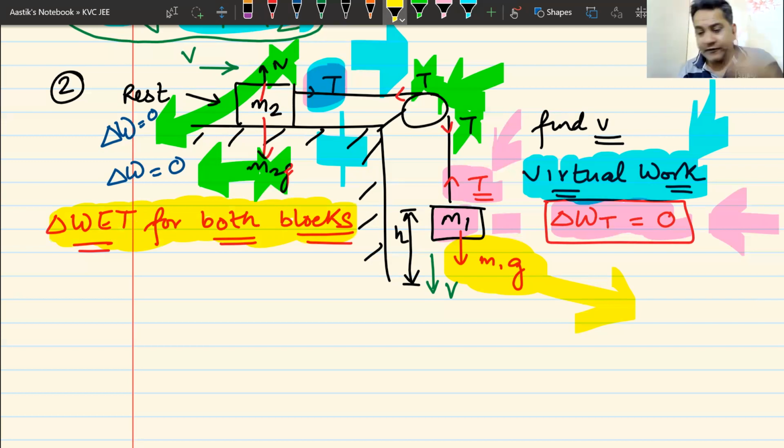But then if I apply it separately for m1 and m2, I will have to find the value of T.